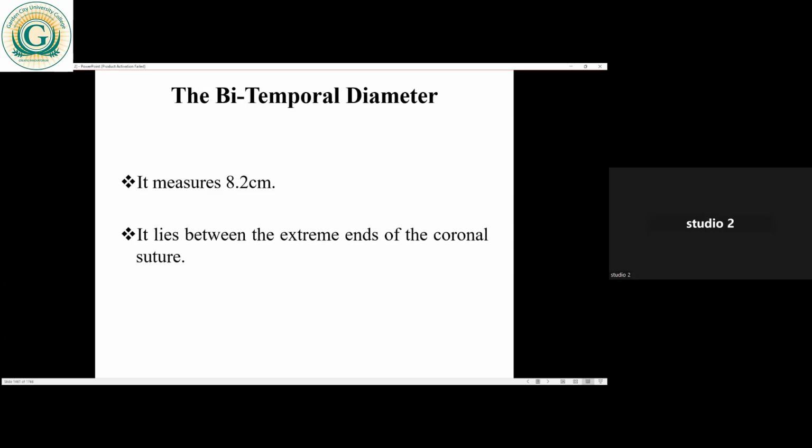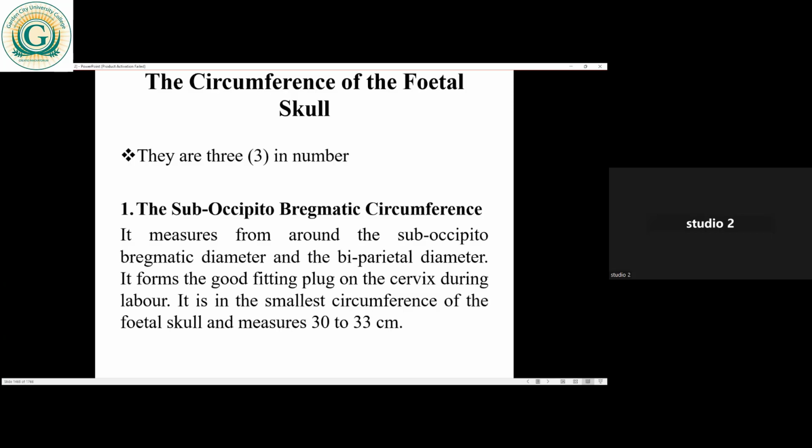So therefore, we go to circumference. We have three main circumferences on the fetal head. The first one we talk about is the suboccipitobregmatic circumference. Remember, we have the suboccipitobregmatic diameter, so this is its circumference. It is measured from around the suboccipitobregmatic diameter and biparietal diameter. It's a good circumference, which allows the baby to enter, and measures 30 to 33 centimeters.